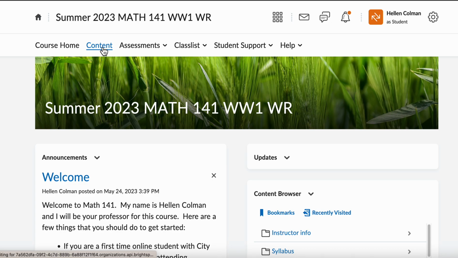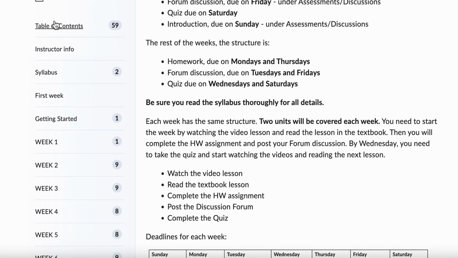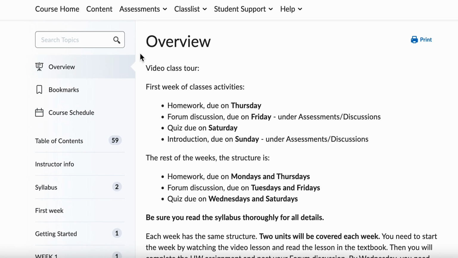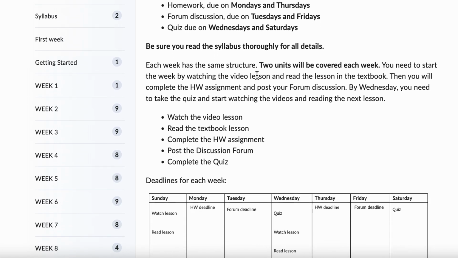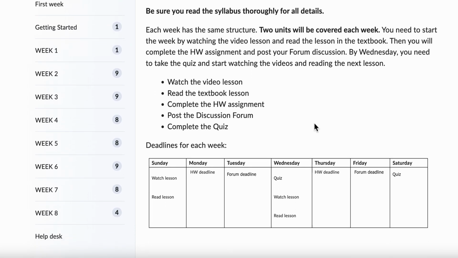So let's click at content, and here we have a table of contents with another navigation bar here at the left. The overview that appears here of the class explains what the class activities are for the first week and for all the other weeks. Essentially, each week has the same structure. Two units are going to be covered each week and are explained in this diagram.